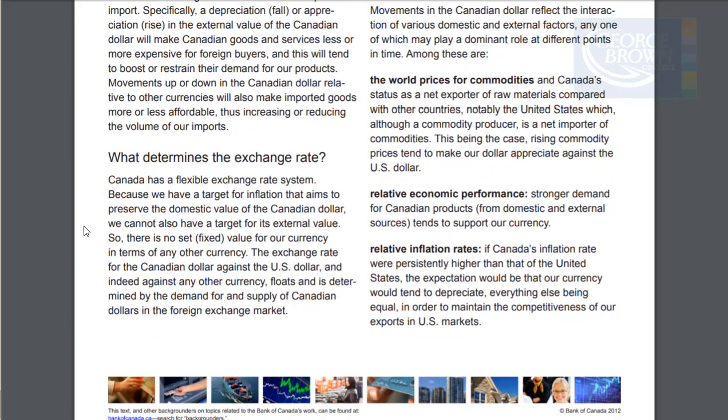Okay, so what determines the exchange rate? You can see Canada has a flexible exchange rate system because we have a target for inflation that aims to preserve the domestic value of the Canadian dollar, the central bank cannot also have a target for its external value. So there is no set fixed value for the Canadian currency in terms of another currency. The exchange rate for the Canadian dollar against the US dollar, and indeed against any other currency, floats and is determined by the demand for and supply of Canadian dollars in the foreign exchange market.